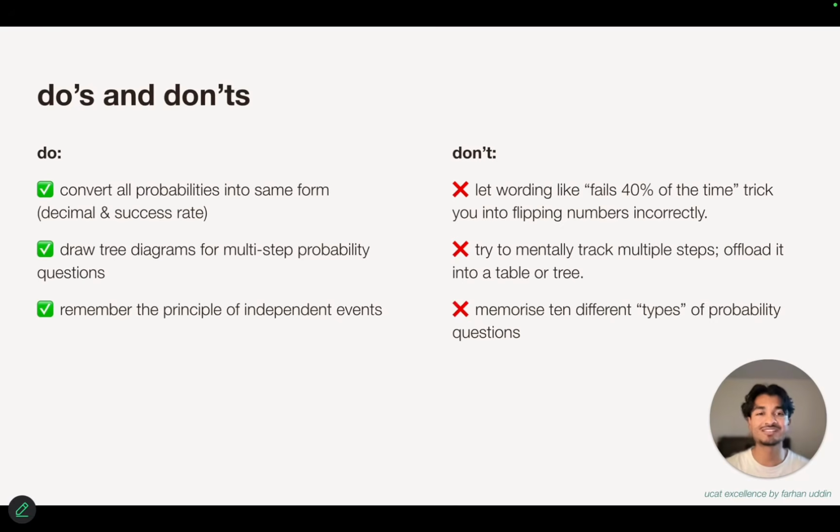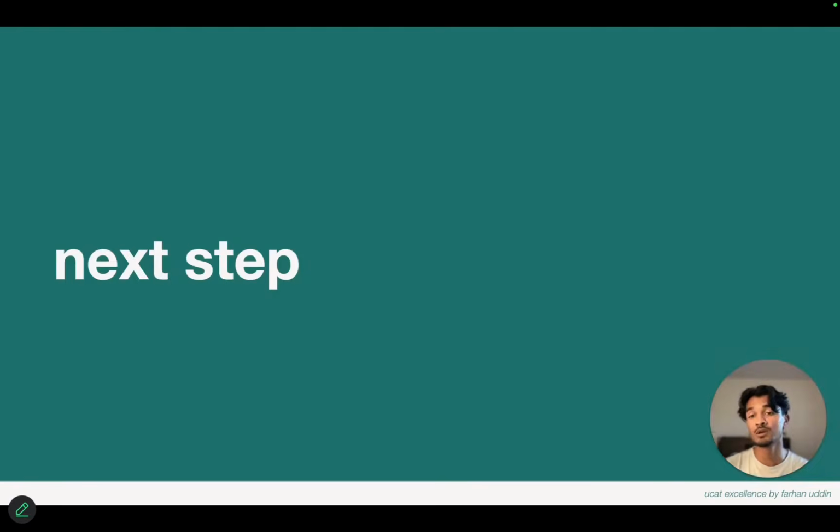Don't try to mentally track multiple steps. Offload it into a table or a tree. And don't memorize 10 different types of probability questions when really you just need to know the singular principle of independent events. So here's your next step.